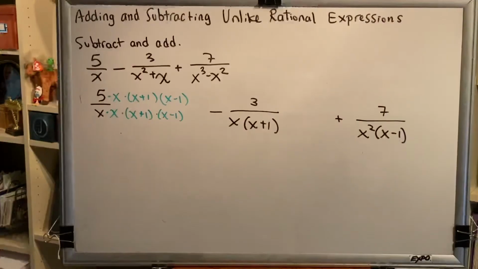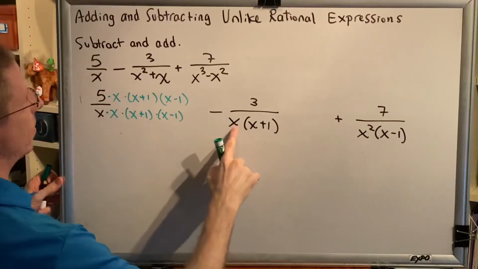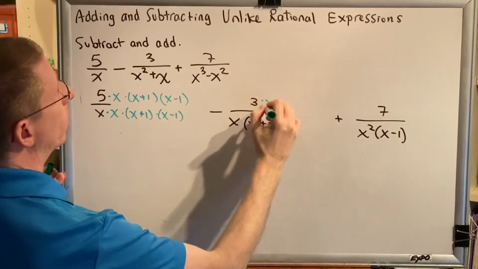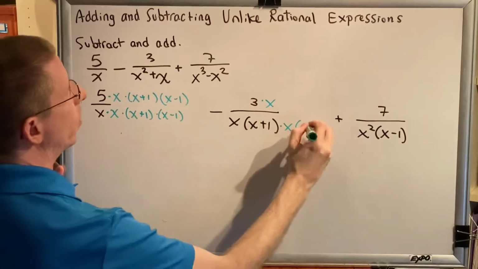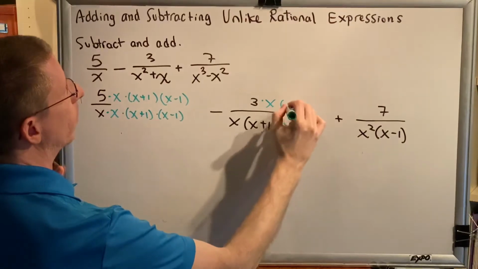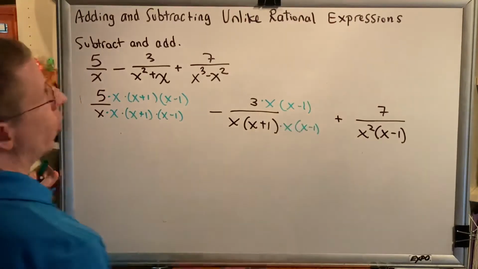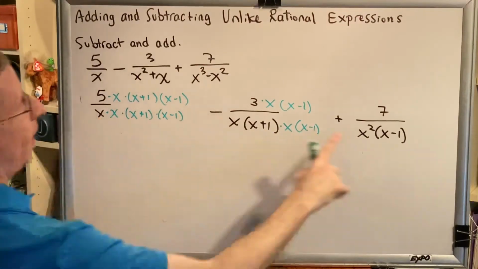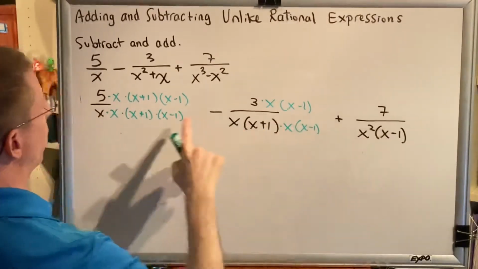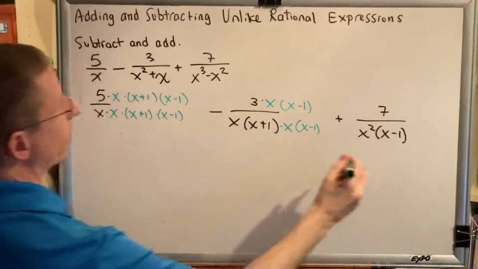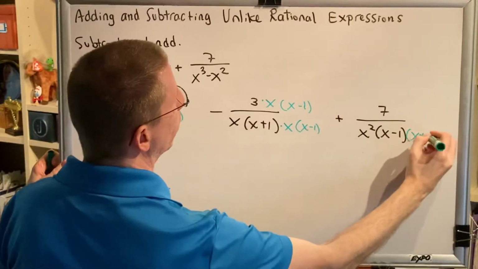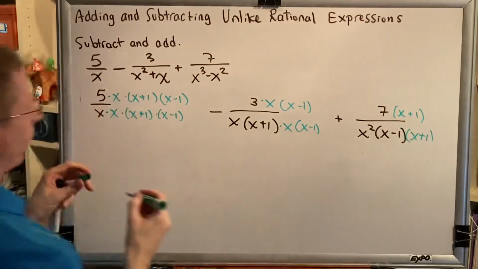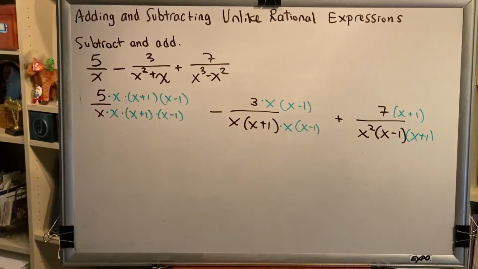Okay, first fraction is done. Second fraction has an x, but we need 2. So, times x top and bottom. Also missing an x minus 1, which we place top and bottom. Third fraction has the x squared, like this one and this one, has the x minus 1, like this one and this one, but is missing the x plus 1, which is placed top and bottom. Okay, now all of our denominators match.